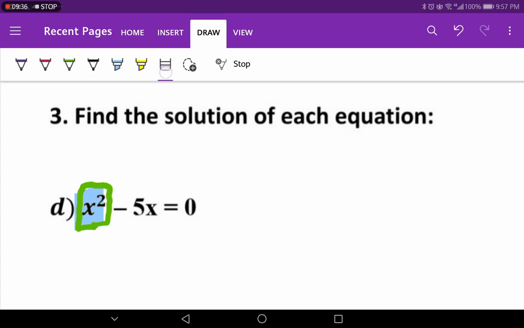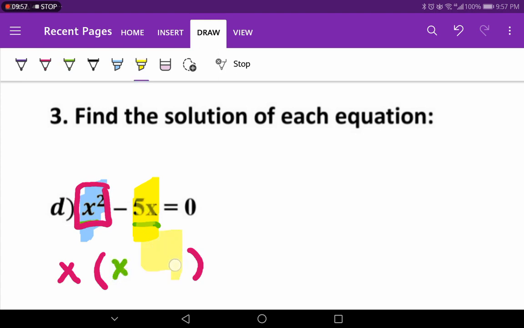So what is the alternative solution here? I can take x from here and take x from here, put it outside and open my parentheses. From the first one, what is left? x. And from the second one, what is left? 5. And what is between them? A negative. So now it equals 0.